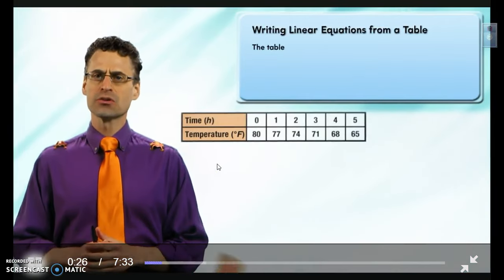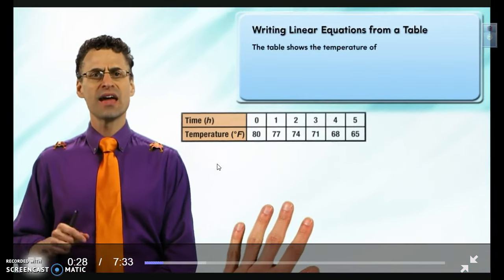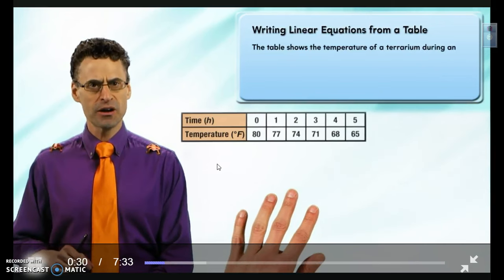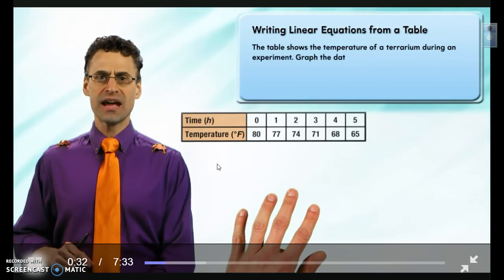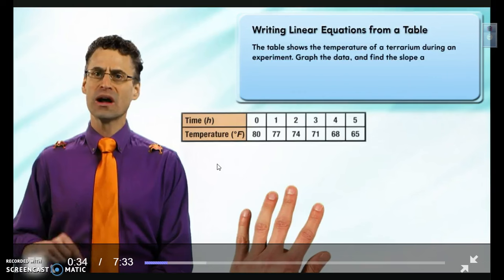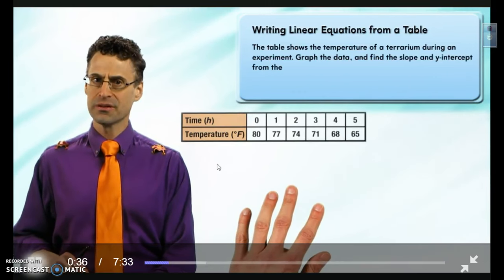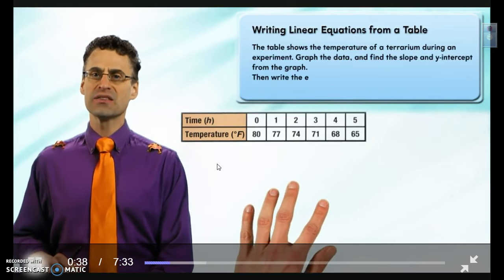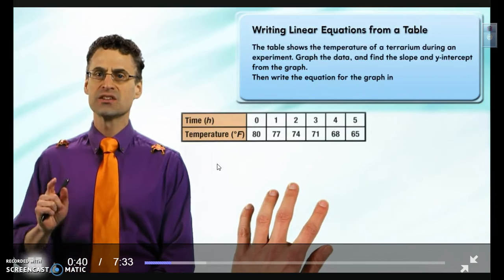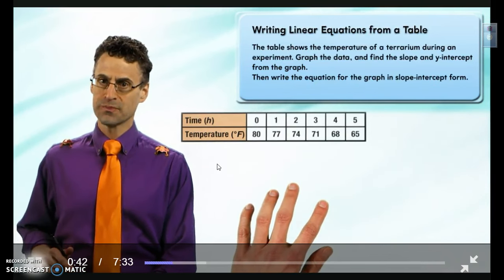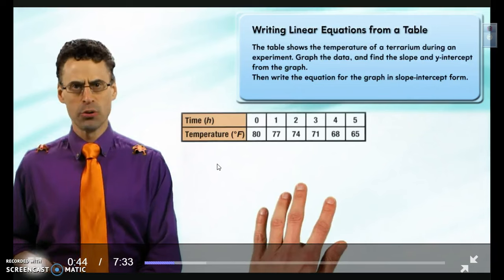So, this table shows the temperature of a terrarium during an experiment. Our challenge is to graph the data and find the slope and y-intercept from the graph. Then, let's see if we can write the equation for the graph in slope-intercept form. So first, it's a matter of plotting the points.